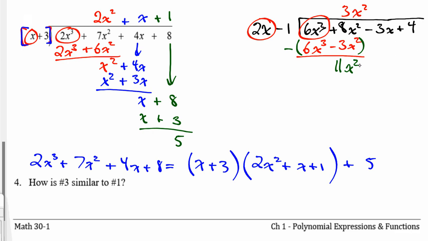And then I bring down the next term, negative 3x, and we continue. This is going to get awkward because now I'm saying, oh, 11x squared divided by 2x, I'm going to have a fraction. That's beyond what we need for this course, so I'm not going to keep going with this question. But your workbook will occasionally give you a question where you're dividing by a binomial where this coefficient is not necessarily 1. That's beyond what's required for the course, but your workbook has some questions like that.